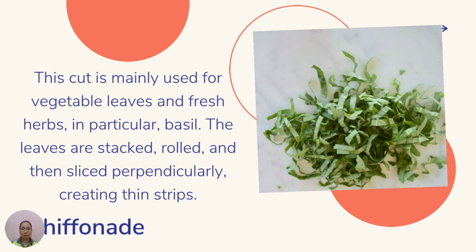And then we also have the chiffonade. So this cut is mainly used for vegetable leaves and fresh herbs. In particular, we have the basil. So the leaves are stacked and then rolled and then sliced perpendicularly, creating thin strips.